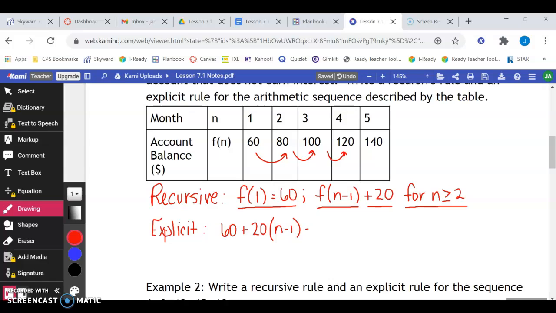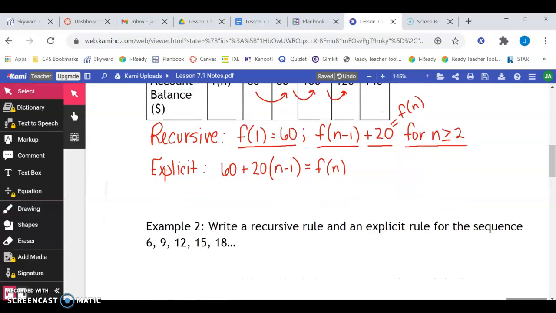Okay, we could put equals f of n here. That would be our answer, and the same thing for this one, equals f of n, so that's whatever our answer would be. And that's it for writing the rules.